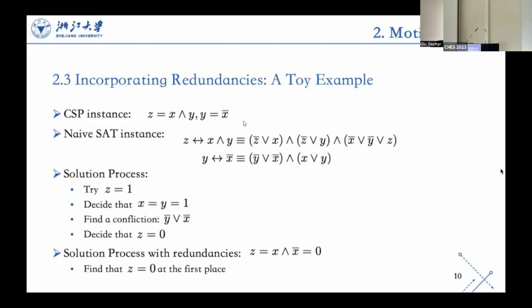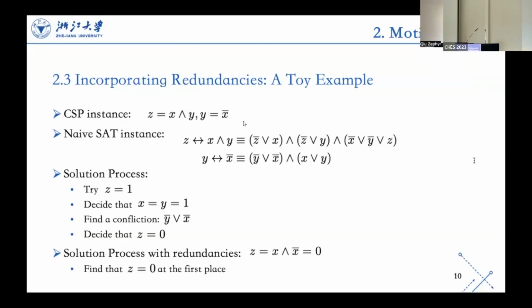Now, to justify our idea of incorporating redundancies, we'll demonstrate a toy example to show how it might be helpful to SAT solvers. Suppose we have the CSP problem Z equals X and Y, equals not X. The naive SAT instance is the conjunction of 5 disjunctive clauses. By properly reordering the variables, we can say that the SAT solver will first try Z equals 1. Then it will decide that X equals 1 and Y equals 1. But then the value of not Y or not X will become 0, which is a conflict. Finally, the SAT solver will determine that Z equals 0.